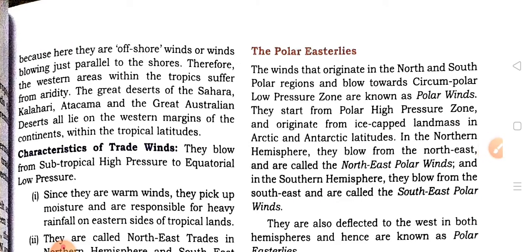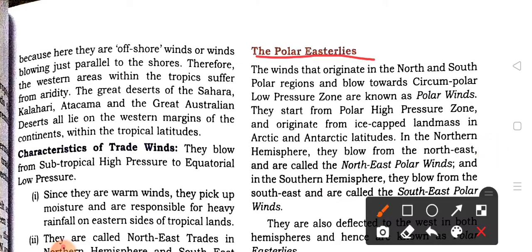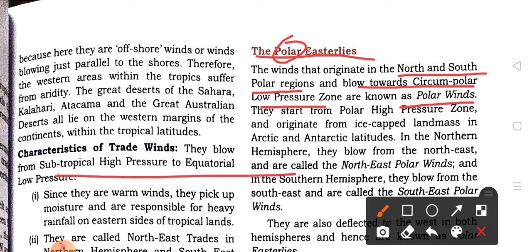The next permanent wind is the polar easterly wind. As in this word, polar means the wind that comes from the polar region. So the wind that originates in the north and south polar regions and blows towards the circumpolar low pressure zone is known as polar wind. This means the wind that flows from the polar region to the circumpolar low pressure belt is called the polar easterlies.